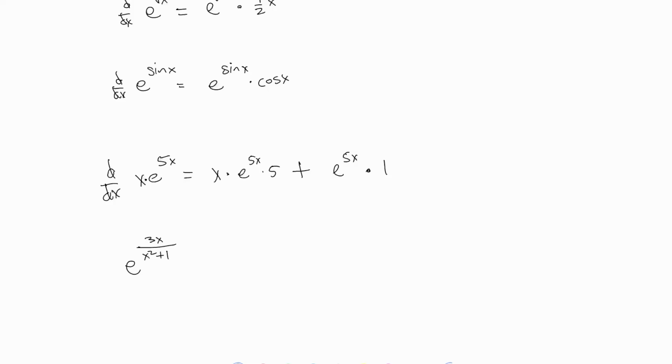And then the last one requires a quotient rule, although not right away. When I do the derivative of this e thing, I get the same thing again: e to the 3x over x squared plus 1, and then times the derivative of the inside. The derivative of the inside would be the quotient rule. And this is a big quotient rule thing. I hope you all remember the quotient rule. It is the bottom times the derivative of the top, which is 3, minus the top, 3x, times the derivative of the bottom, which is 2x, all divided by the bottom squared, like that. I hope you got something like that. That's the quotient rule.